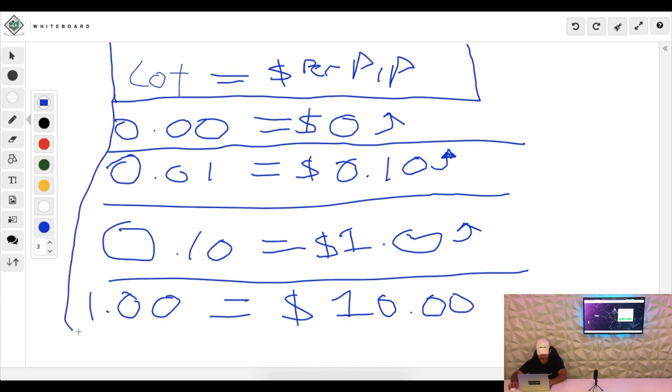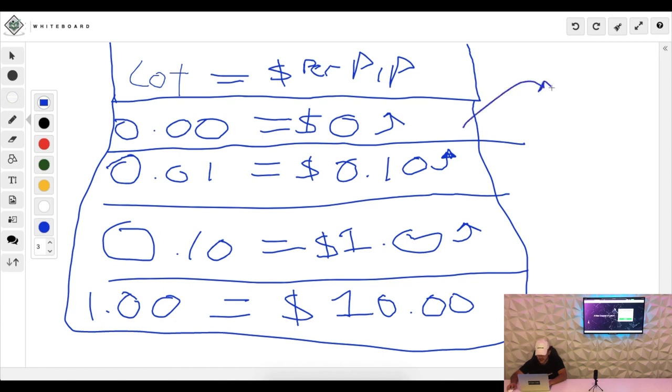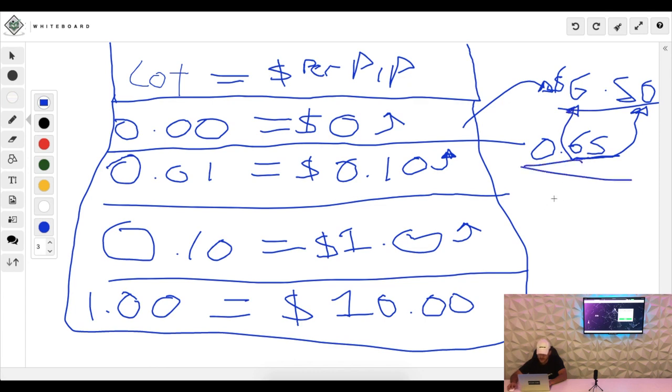Alright, this is pretty simple, but you can also have some variations. For example, if you want to go $6.50 per pip, it's pretty easy. It's 0.65. The first digit goes for the 50 cents and the second digit goes for the $6. So 0.89 equals $8.90 per pip.